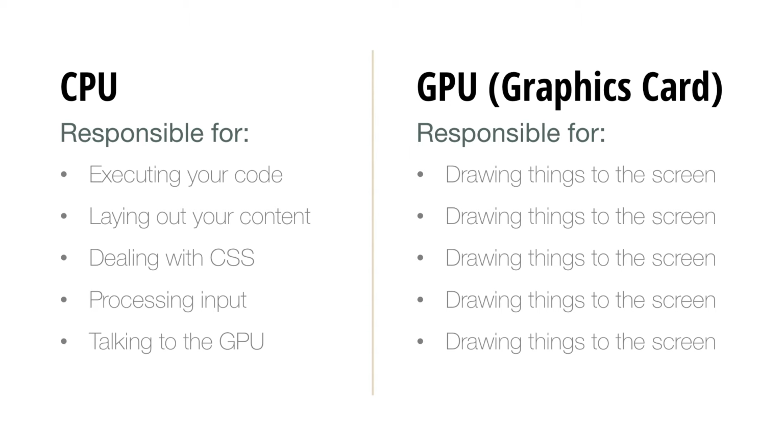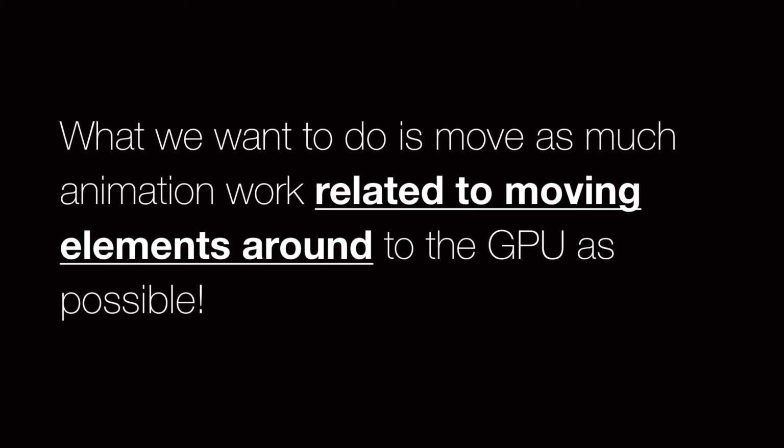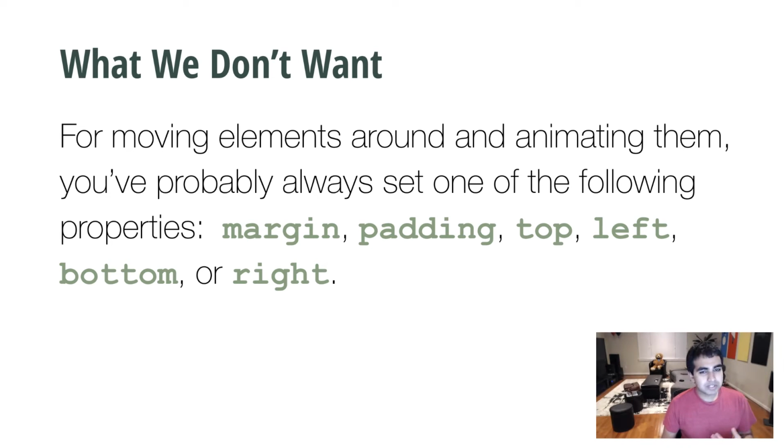What we really want to do to get the most performance of our animations is to move as much work from the CPU doing the work to the GPU. And more specifically, we want to make sure that any work related to animating the movement of things falls on the GPU. And the way we're going to do that is by making some slight changes to how we define our animations, and more specifically, how we define the properties that specify how an element is going to be moving around the screen.